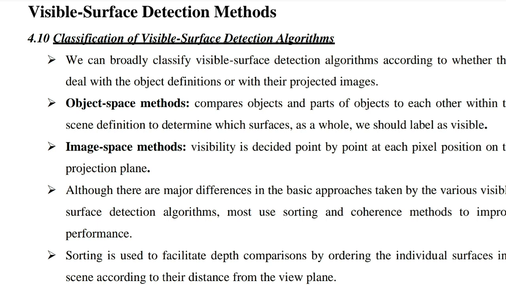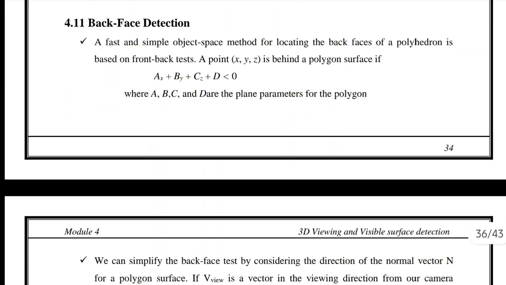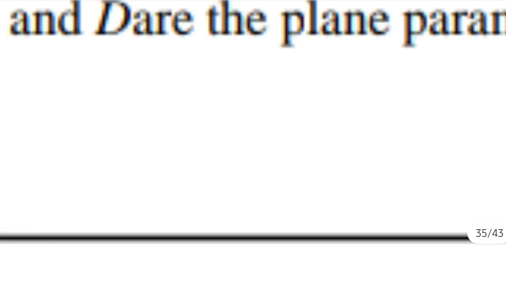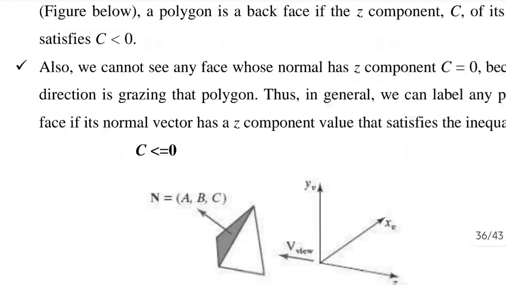So, object space methods. Two types of methods are there, for detecting in object space and for detecting in image space. For these two, separate algorithms will be there. Now, backface detection. How does backface detection happen? What is a backface? The picture is here, so I can explain it here itself.